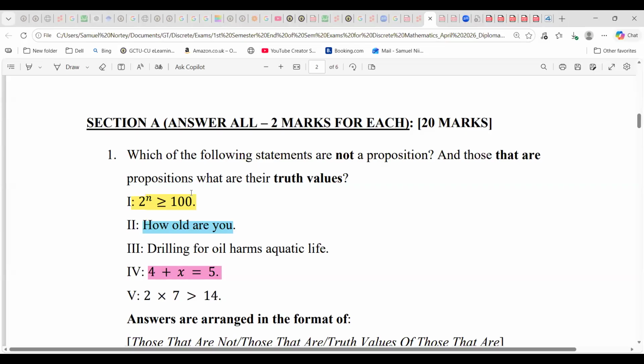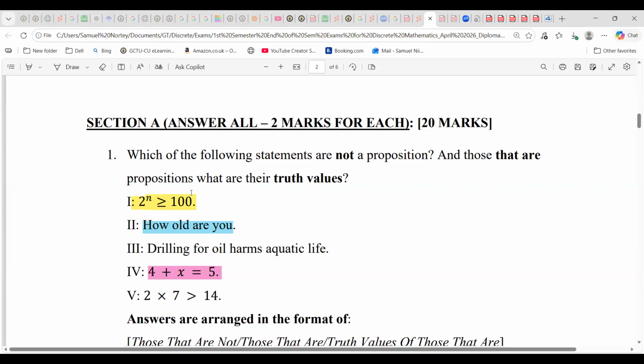Your job is not to check the answer. Your job is to check, is this statement true? Is this statement false? That's all. If you're able to tell that it's true, then it's a proposition. If you're able to tell that it's false, then it is a proposition. Okay, so if the answer is true or false, then we are okay to say that it's a proposition.